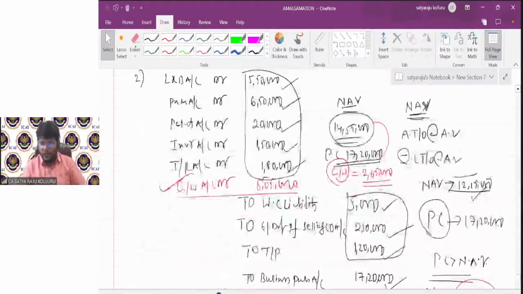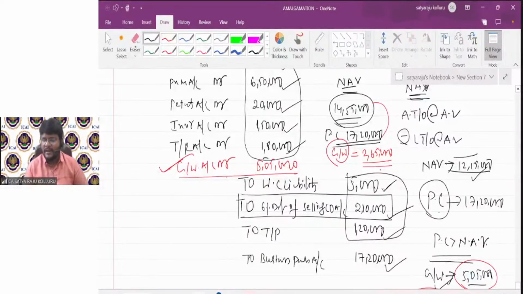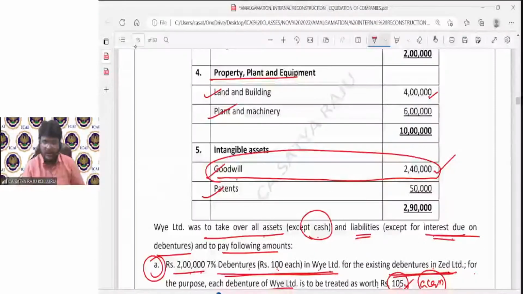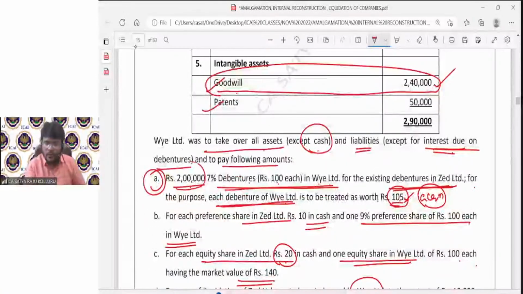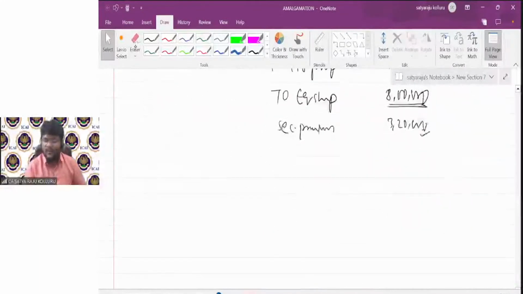No, not yet over. Out of the liabilities, one of the liabilities is 6% debentures of the selling company. You need to cancel the 6% debentures of the selling company. You need to issue your own company debentures. It is clearly given: rupees 2 lakh 7% debentures in the purchasing company for the existing debentures of the selling company, for which each debenture of the purchasing company is to be treated as worth 105. So that's why you need to cancel 6% debentures of Z Limited.